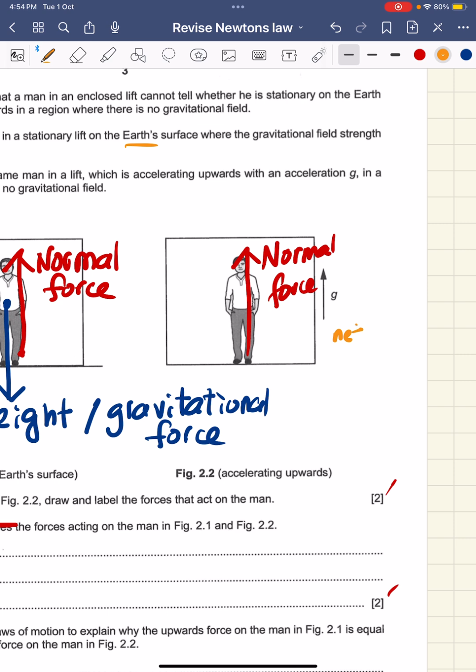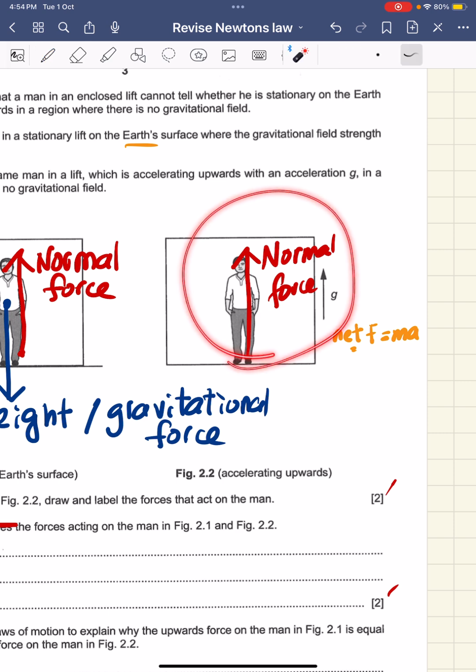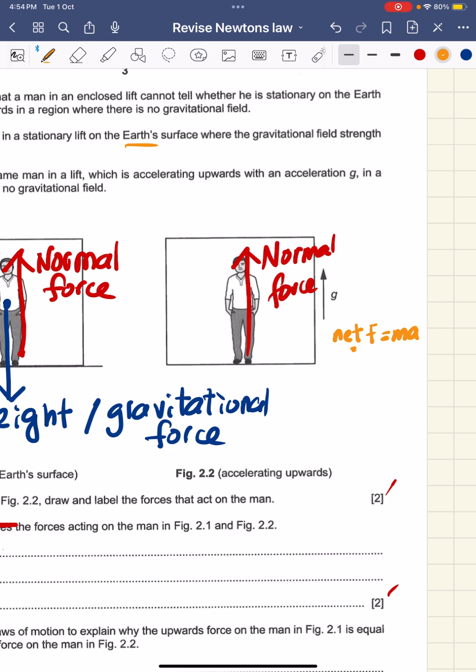So on the man, net force equals ma. For the expression for the net force, we realize that there is only one single force acting on the man, so the expression for the net force must therefore be just N. There are no other forces to form any combination, so it is just N.